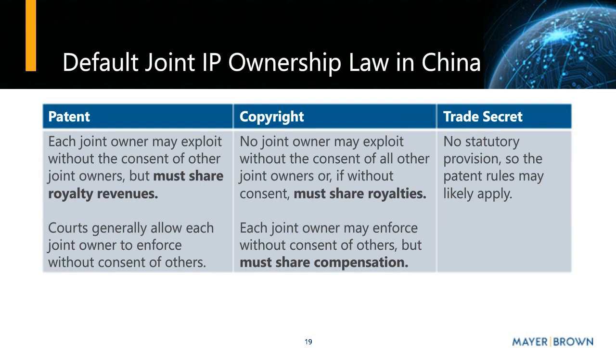The default copyright rules pertaining to joint ownership are not very different from the U.S. rules. Like the U.S., royalties must be shared. With respect to enforcement, Chinese copyright law specifies that each joint owner may enforce without the consent of others, but any compensation should be distributed between the joint owners.